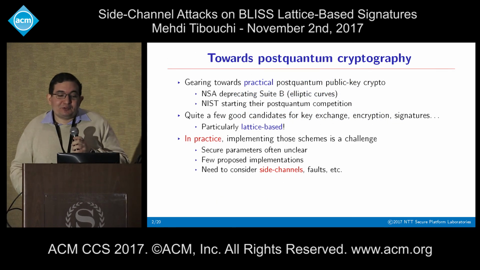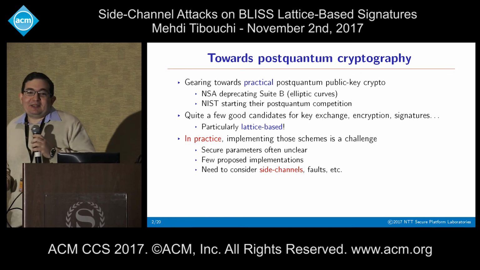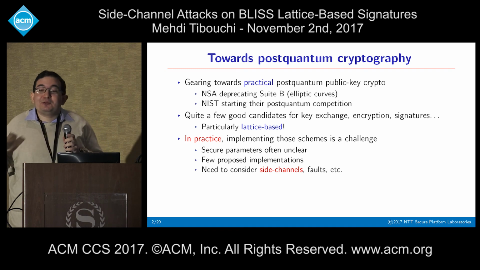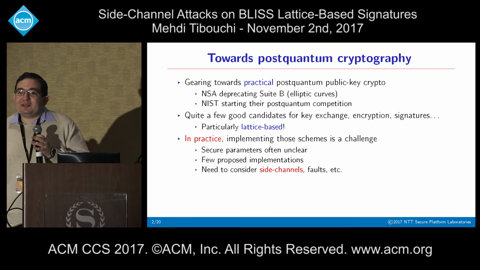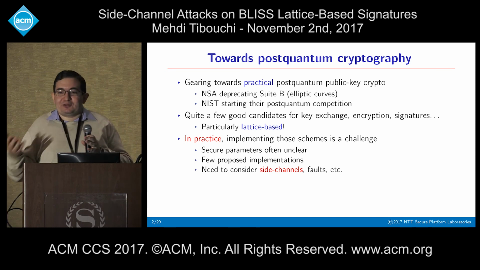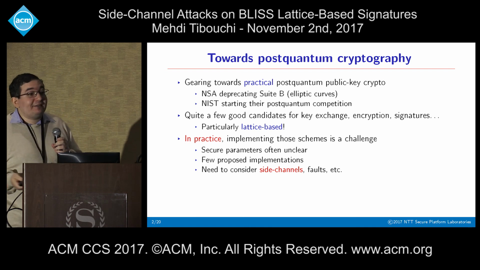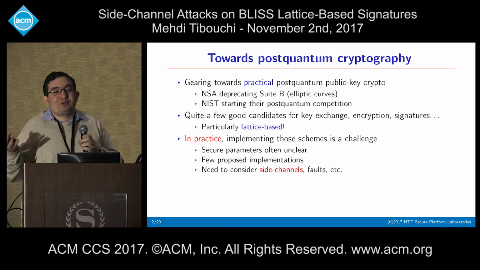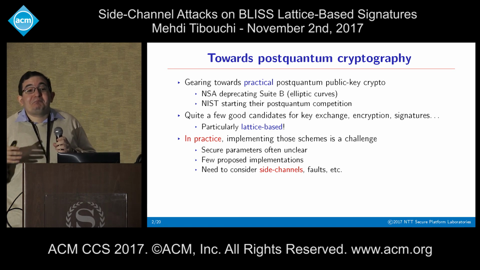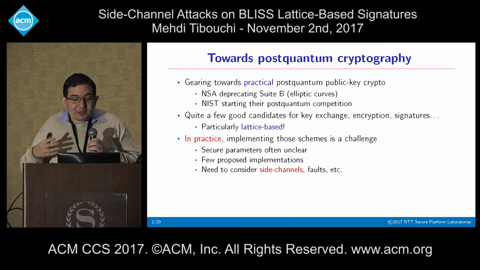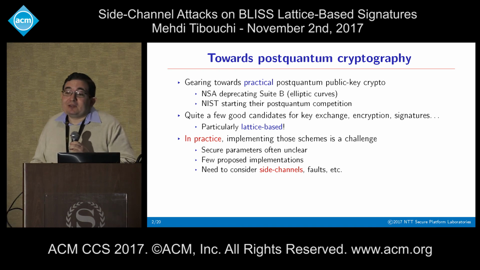As you have seen in previous talks, people are getting serious about obtaining practical quantum safe cryptography, especially with the NIST competition coming up. And we actually have quite a few good candidates in principle. We have many papers that describe very good schemes with strong security guarantees, in particular based on lattices. But as Peter mentioned earlier, the analysis of these schemes in terms of implementation security is limited so far. We have various problems for implementing them, in particular with side channels.